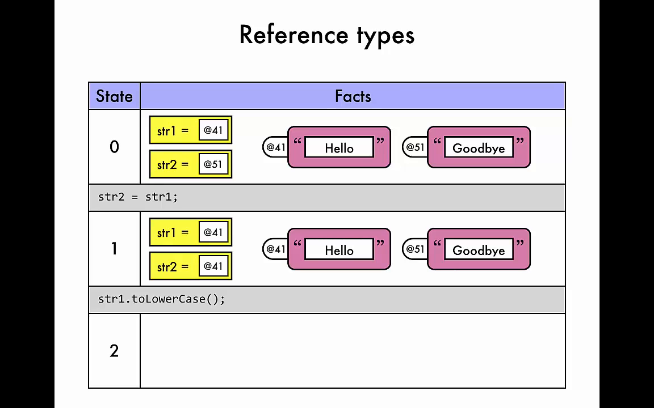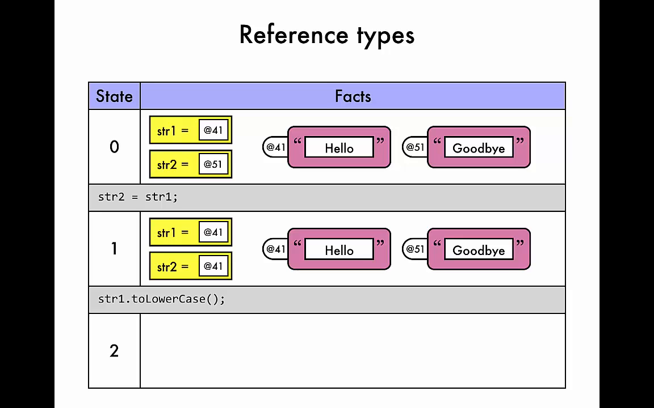String 2 gets the reference value at 41. So both variables are now referencing the string object hello with a capital H. The next transition is a bit tricky. We have the method call toLowerCase with string 1 as the calling object.